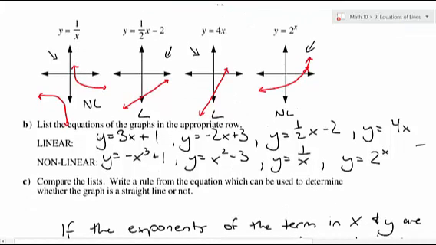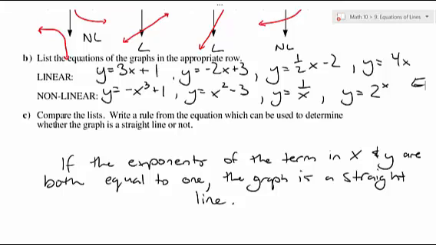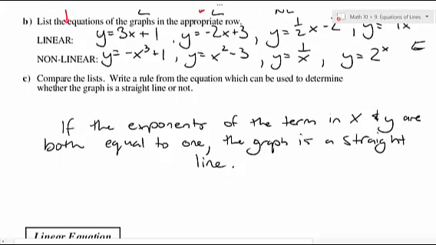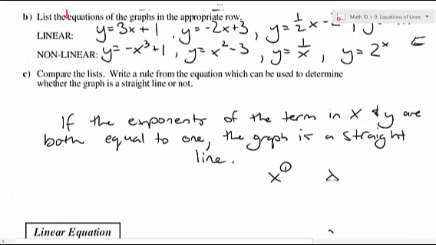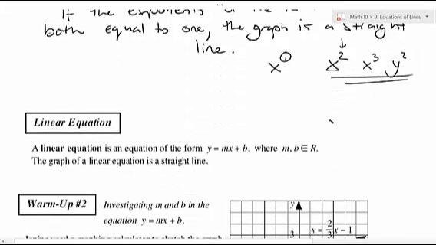I've written them out here, and then I've made myself a rule. If the exponents of the terms in x and y are both equal to 1, the graph is a straight line. That means that if we see an x, okay, we assume that there's a 1 there, okay? We don't have to see it. But if we see like an x squared or an x to the third or a y squared, all right, then we know that these are not going to be straight lines, okay? When you see that square, not a straight line.